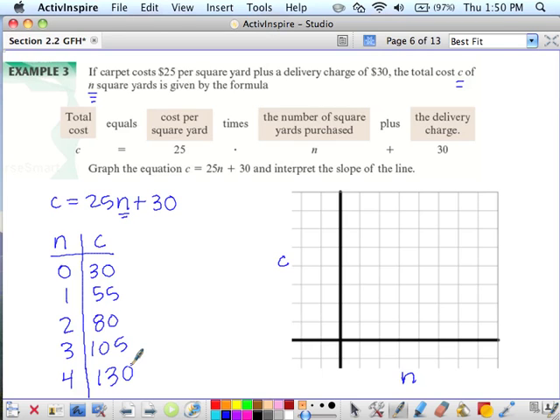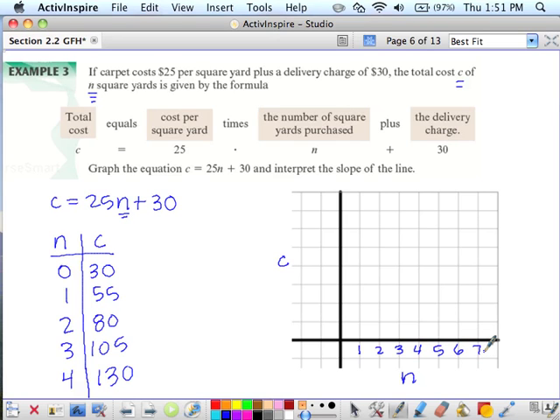Notice that I didn't use any negative values for N because in this situation I can't purchase negative square yards of carpet. That's also why we have limited this graph to quadrant 1 only, where everything is positive. So if I look at the N values in my table, it looks like I really just need to get from 0 to 4. And the best way to do that is probably just to count by ones along the independent axis. So we have 1, 2, 3, 4, 5, 6, 7.